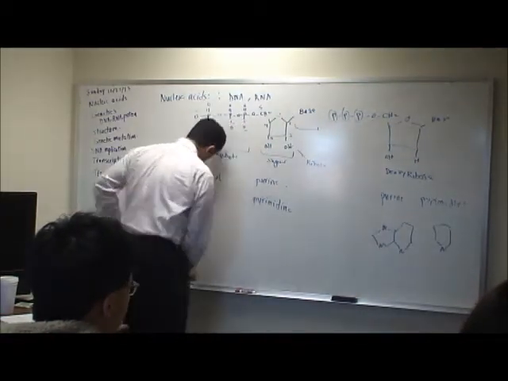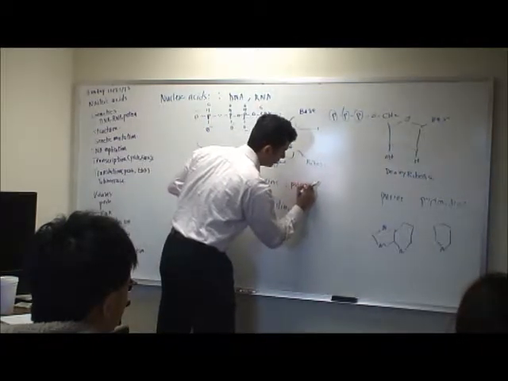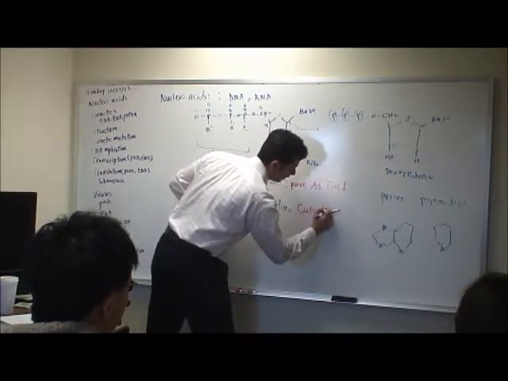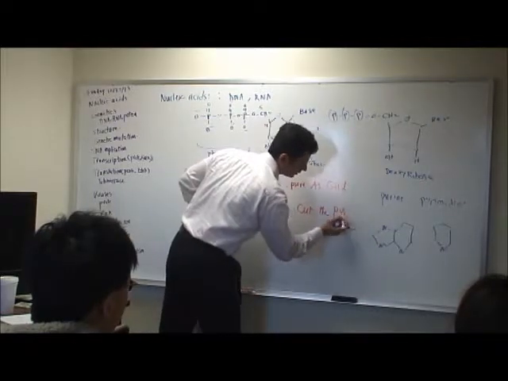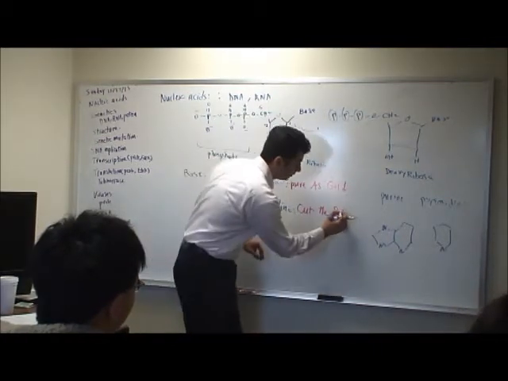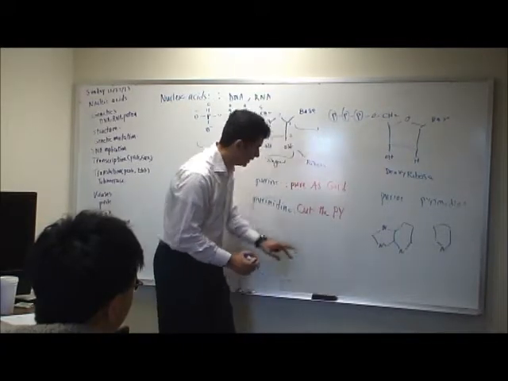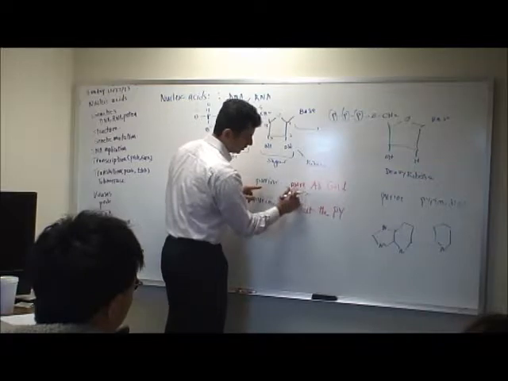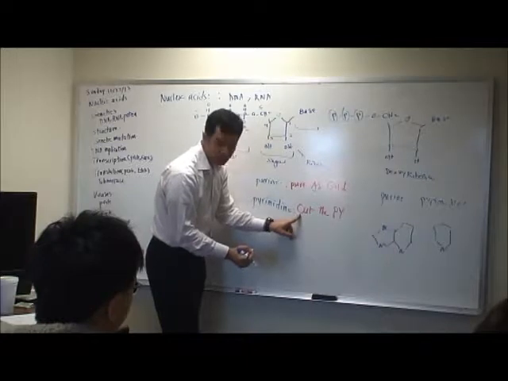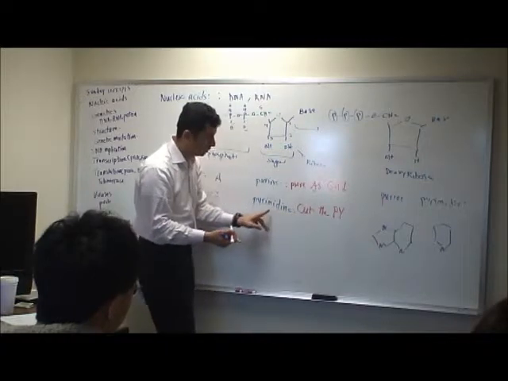The mnemonic that I want you to use to memorize this is this. Purine, just say pure as gold, and pyrimidine, say cut the pie. Just think, I'm dyslexic, I don't know how to write pie. Cut the pie. So pure as gold: purines are adenine and guanine. Pyrimidines are cytosine, uracil, thymine. Or if these two are purine, the other three must be pyrimidine.